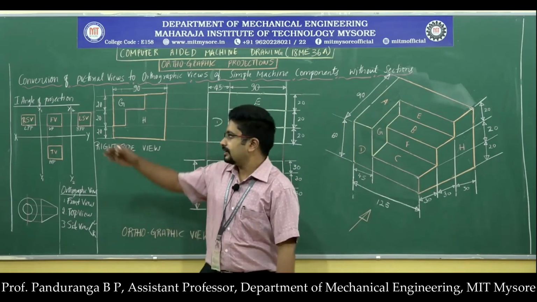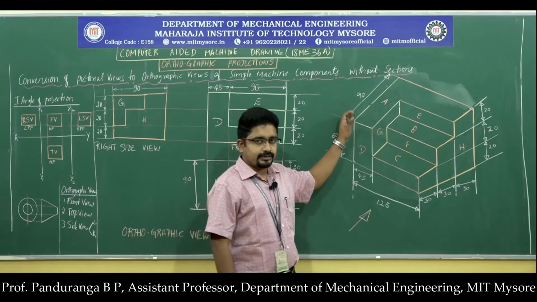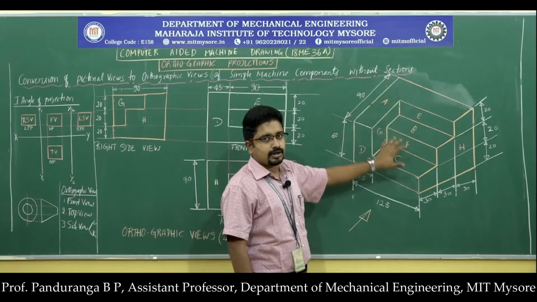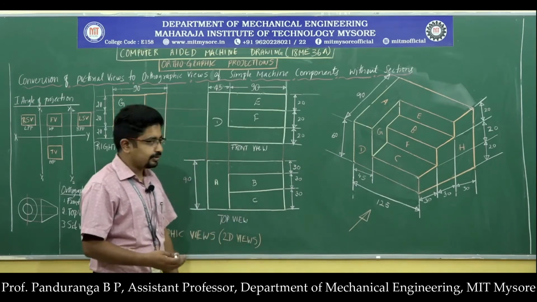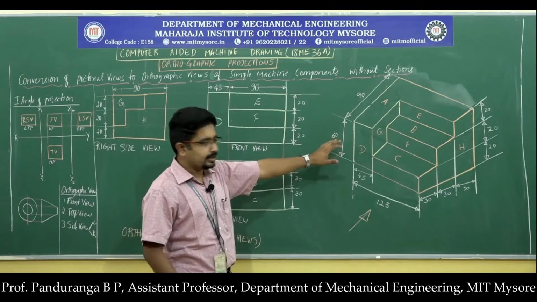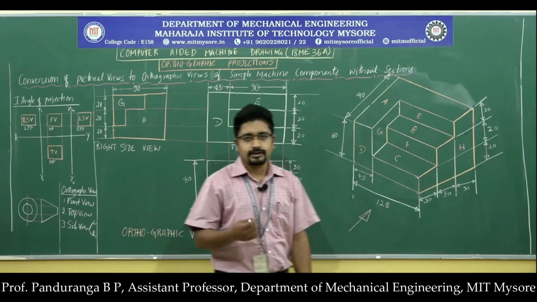So because of that, for this diagram, generally they will not ask for the left side view. If they ask for the left side view, since the dimensions or the features are not visible in the left side view, what you have to do is draw the same on the right side, and these edges become invisible, so you have to show them with dotted lines.